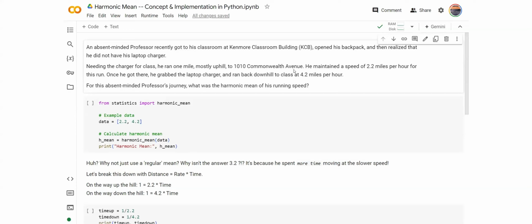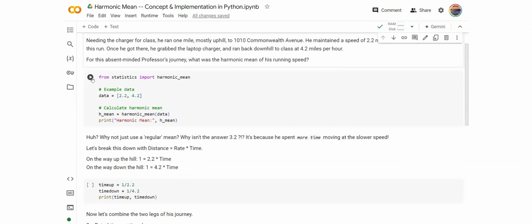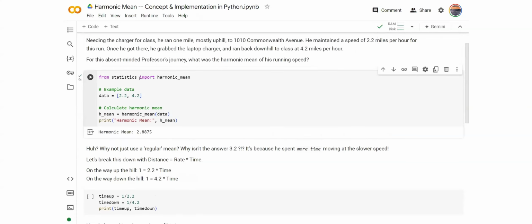Well, we can just calculate a harmonic mean in a pretty straightforward way here in Python. So we'll do that first. You have the import statement here from the statistics library, and the function is appropriately enough named harmonic_mean. We simply have to pass in those two data points, the two speeds, and we know that the distance was the same there and back. And we get this number, 2.8875.